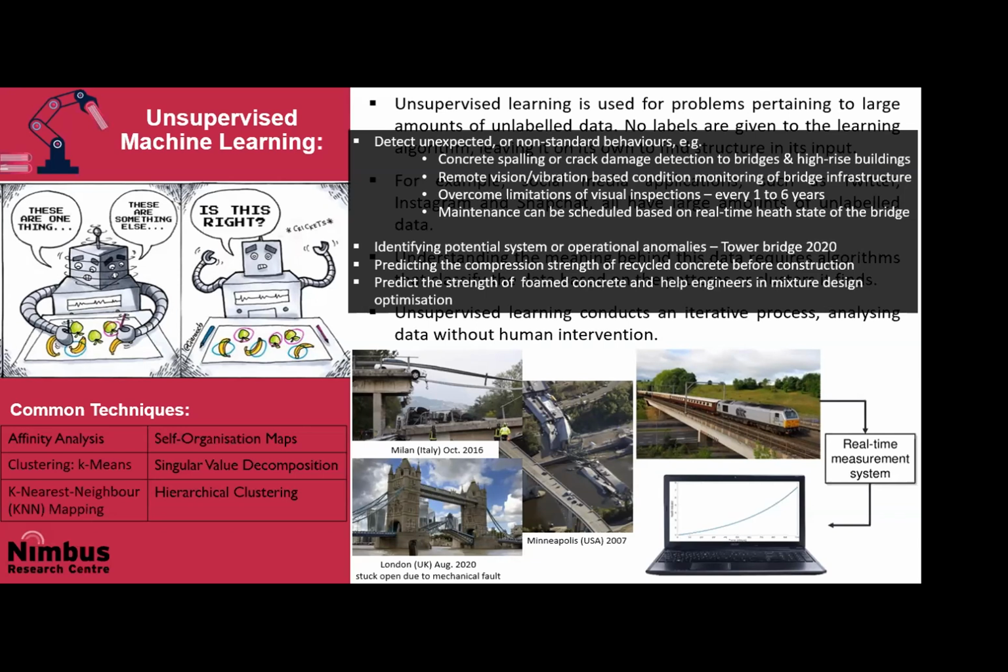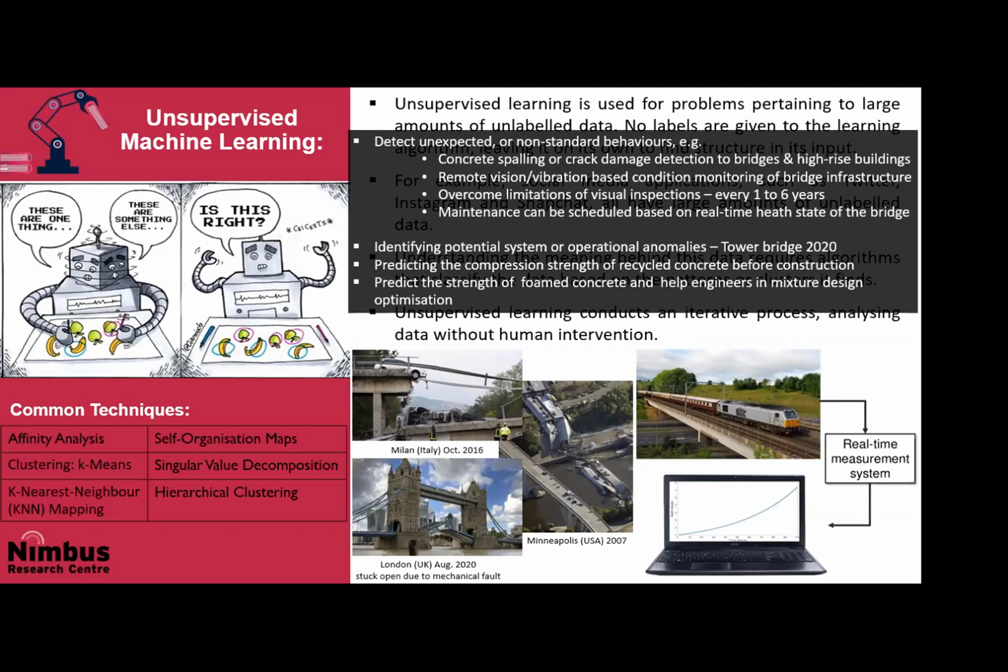For example, Tower Bridge in London in 2020 had an unexpected fault of one of its lever arms and it was left open for a period of time. So these algorithms can be used in predicting the compression strength also of recycled concrete. So rather than having a rubber stamp seal of approval from a particular batch of concrete, this can be used to take various data samples and predict what type of strength it would have.